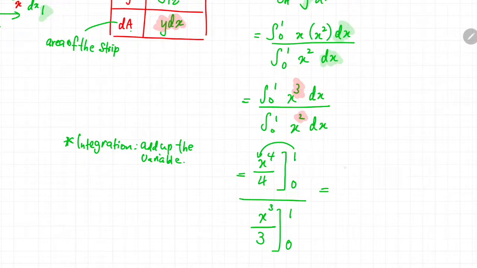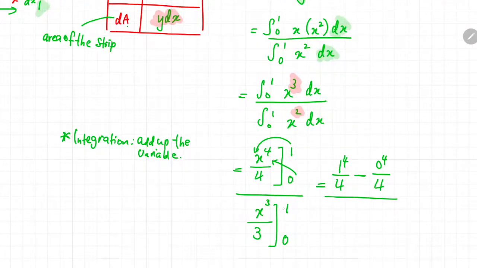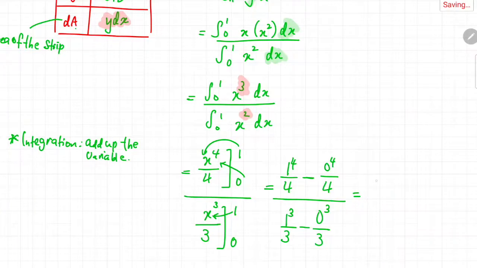So this will become 1 to the power of 4 divided by 4, minus, you have to substitute the x with the bottom value, which is 0. So it becomes 0 to the power of 4 divided by 4. At the bottom of the fraction, again, accordingly, substitute 1 into the x, it will become 1 to the power of 3 over 3 minus 0 to the power of 3 over 3. So, it's just the same.